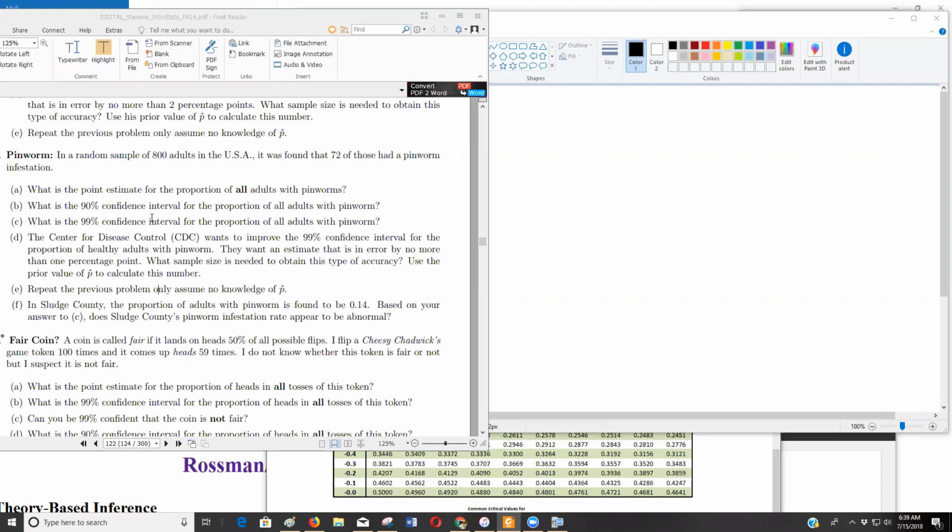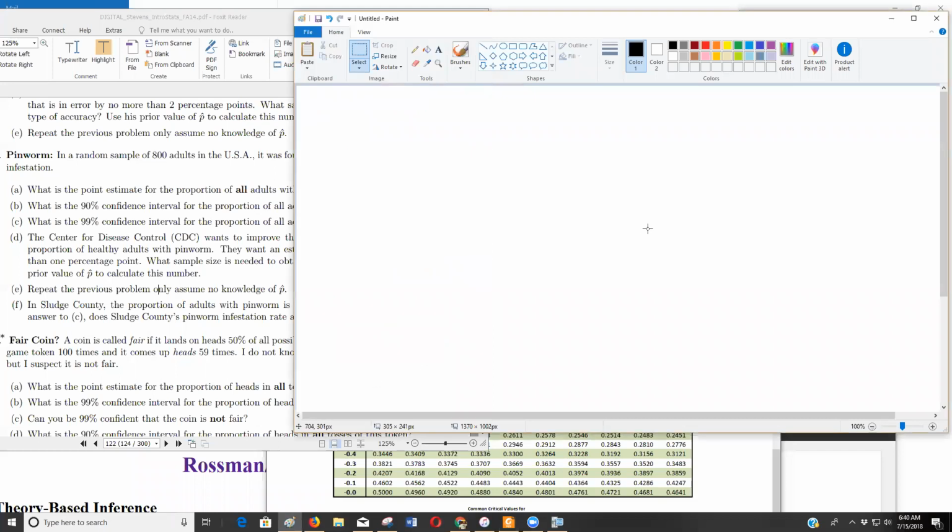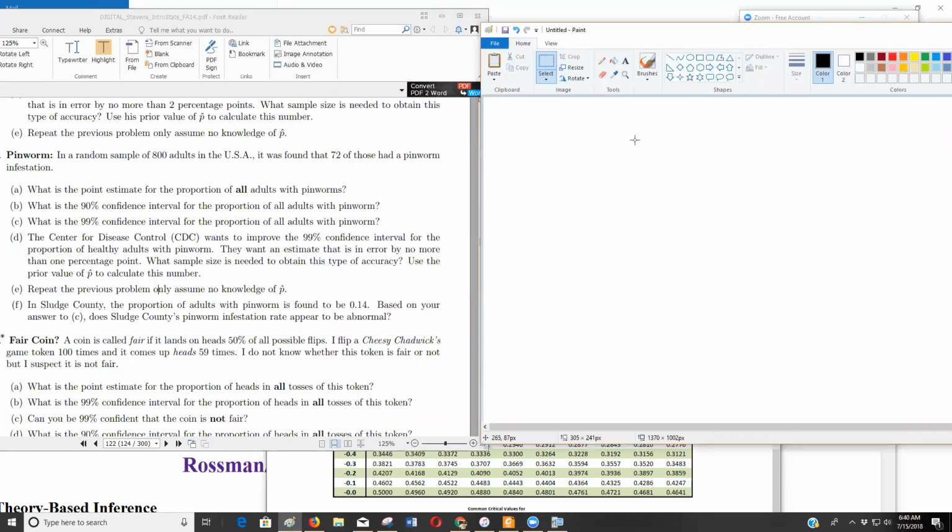Okay, so we're trying to make a point estimate for the proportion of all adults with pinworms. Well, I don't know what proportion of adults have pinworms, so I'm going to use the sample result to make my best guess, my point estimate. Because I did that one sample, and we'll use that to make a guess. So I see there were 72 people that had pinworms out of 800.